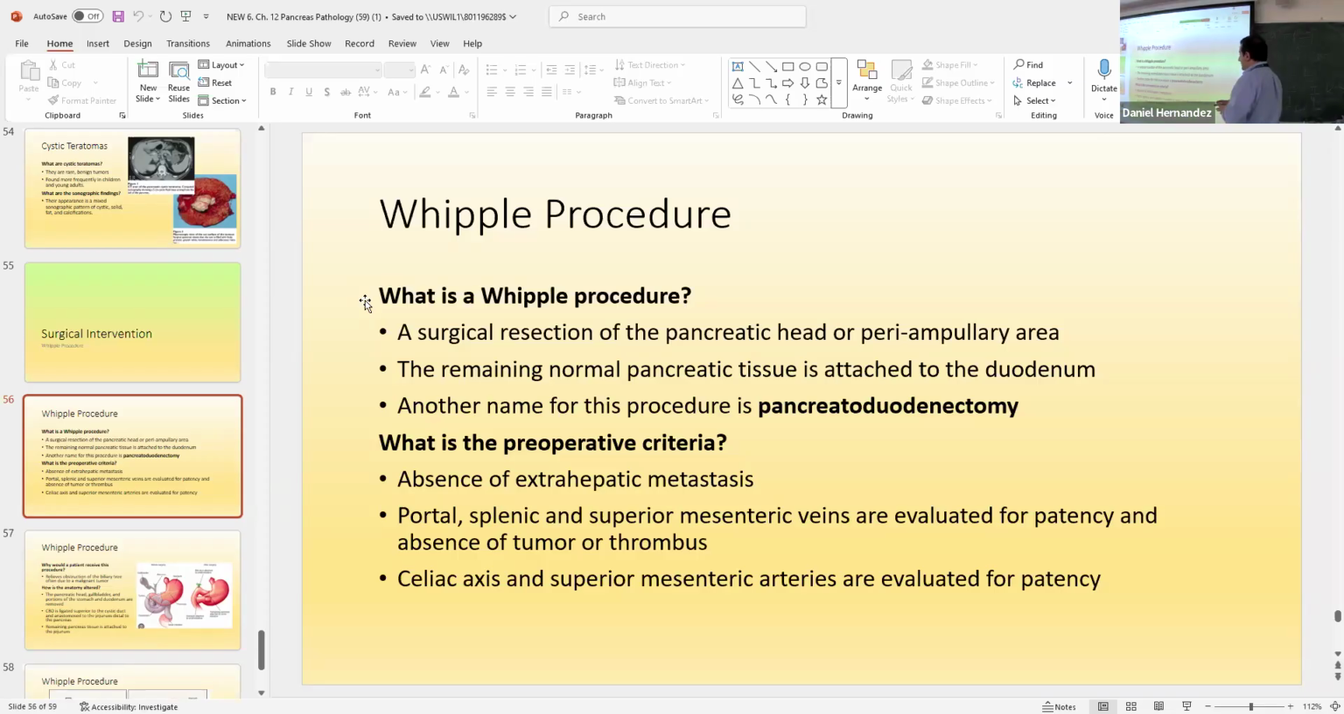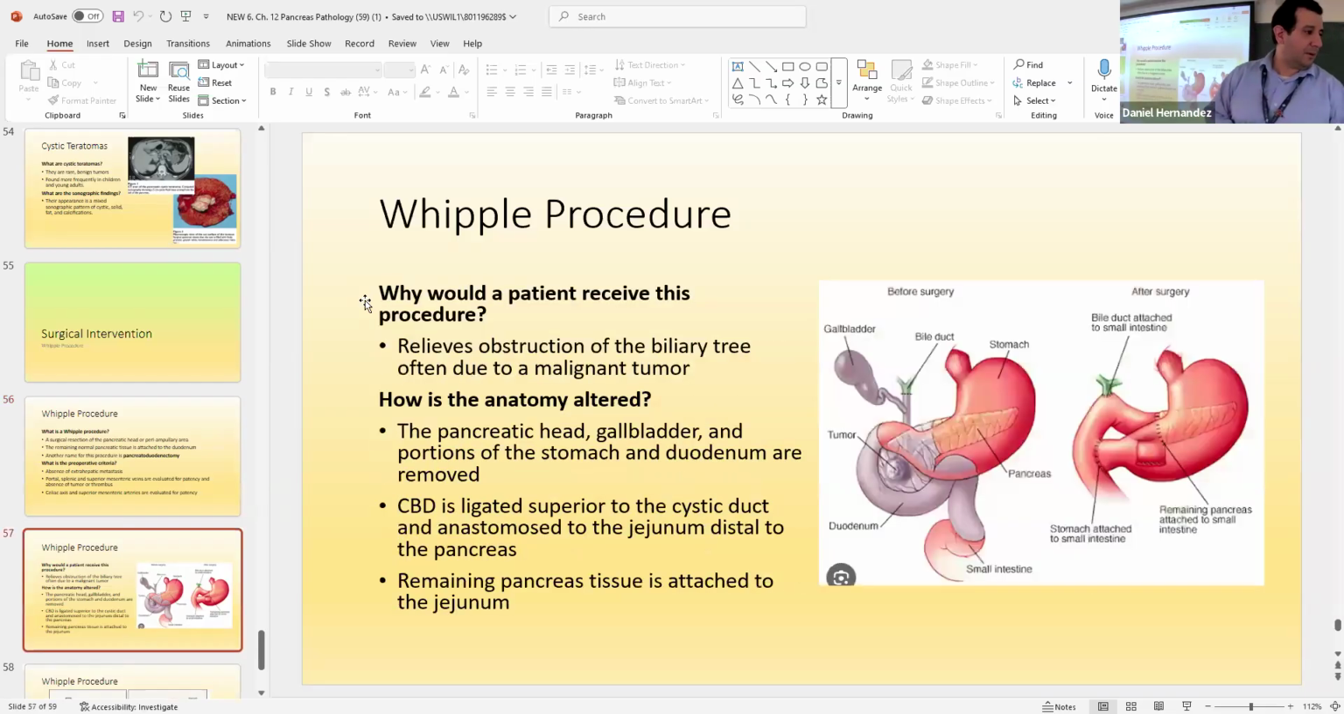We're going to evaluate the vasculature to ensure that there's no tumor that has grown into the vasculature and no thrombus within the vasculature. They look at the arteries as well, the celiac and the SMA, to evaluate patency. So a patient would receive this procedure to relieve obstruction of the biliary tree due to the malignant tumor.